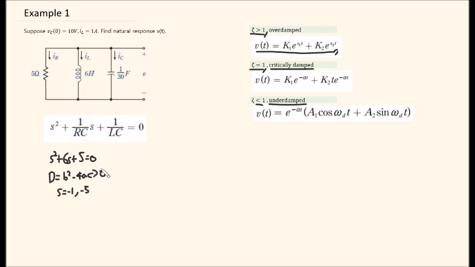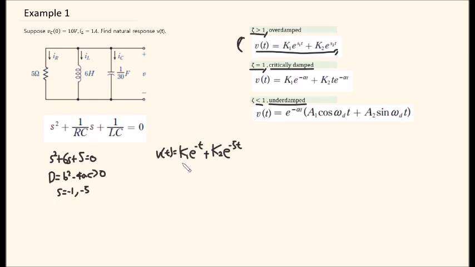And when the discriminant is less than 0, the damping ratio will be less than 1, and we say the circuit is underdamped. This is when we have two imaginary roots, and we use this formula in that case. So using this equation, because the circuit is overdamped in our case, our solution will look something like this.